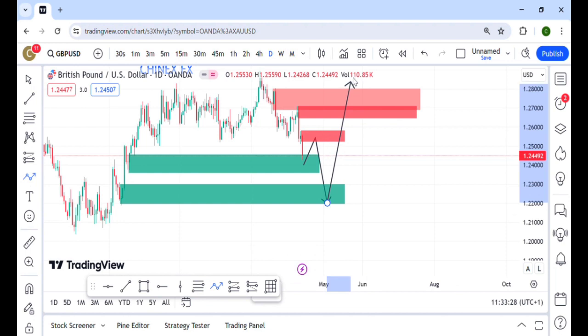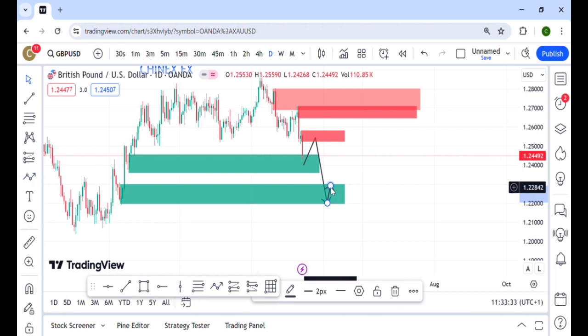Yes, you can actually sweep. There is nothing impossible in trading. As traders, it's just to react to these areas.